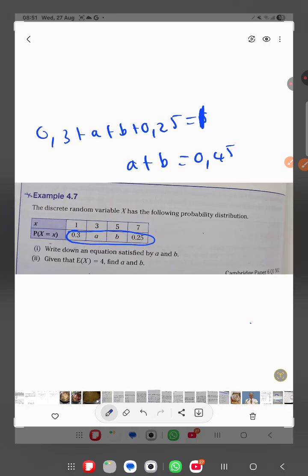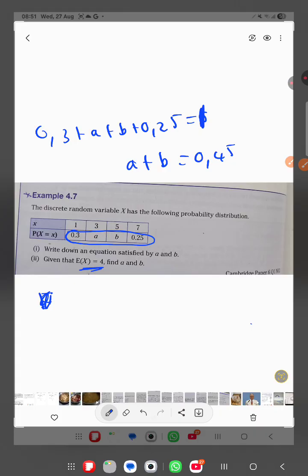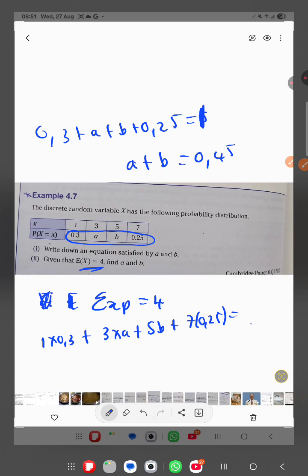Right? That's easy enough. Given that the expectation is 4, what are they saying? If expectation is 4, summation of x times p should equal 4. What does that mean? It means 1 times 0.3 plus 3 times a plus 5 times b plus 7 times 0.25. All of those should add up to 4. That's what expectation is, right? And that should give you a second equation. That is eventually 3a plus 5b is equal to 1.95. Yeah, I think it simplifies to that.